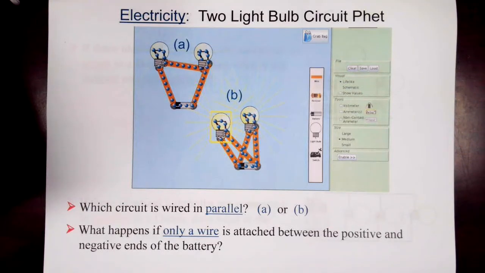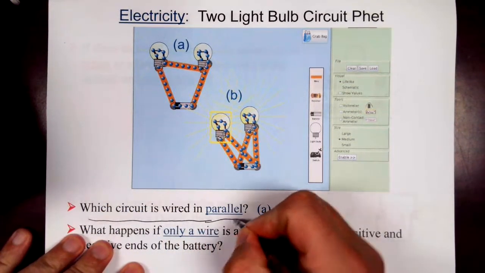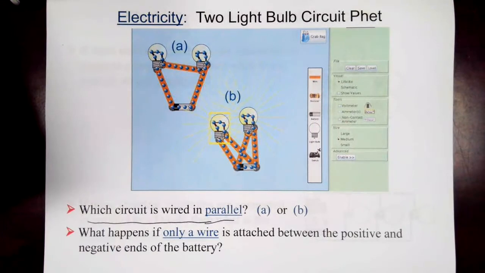Okay, so now we'd like to walk through a couple of the sorts of problems we're going to have to do to solve circuits. To start with, we just have a simple one. This is showing two different circuits with two light bulbs and one battery. And our question is, which circuit is wired in parallel? It's useful that we be able to identify which circuits are series and parallel because it helps us solve the circuit. So that's all we have to do here.